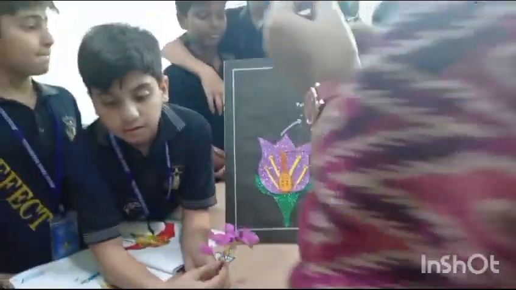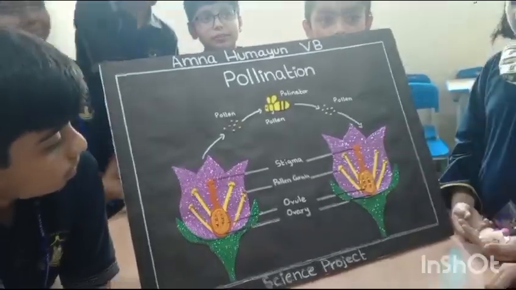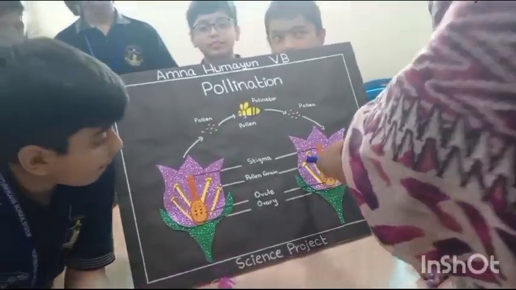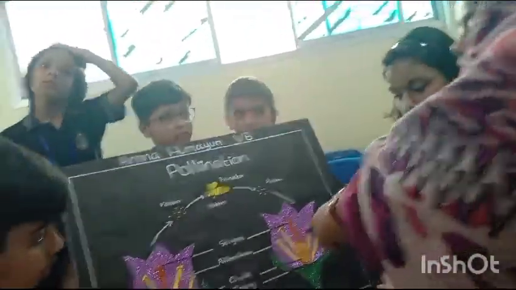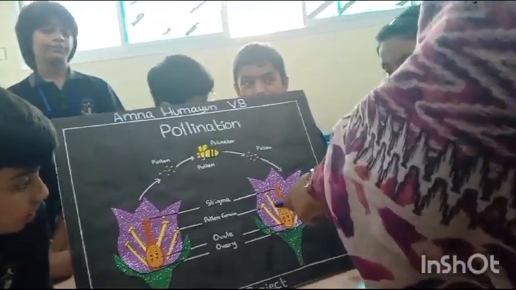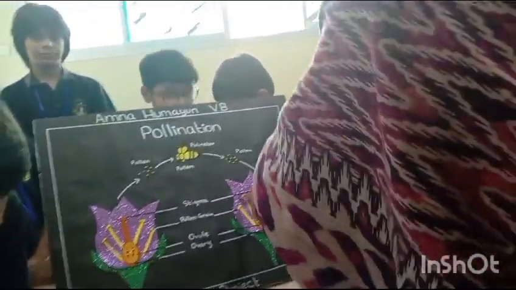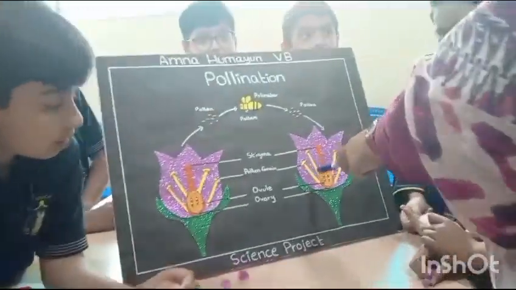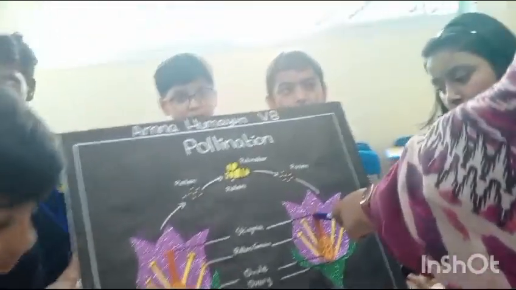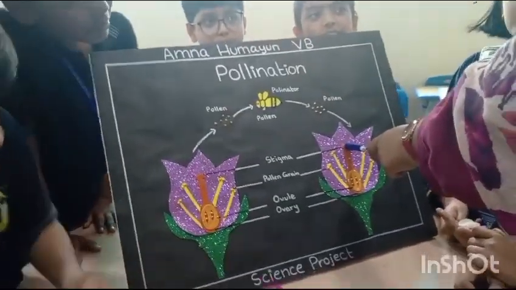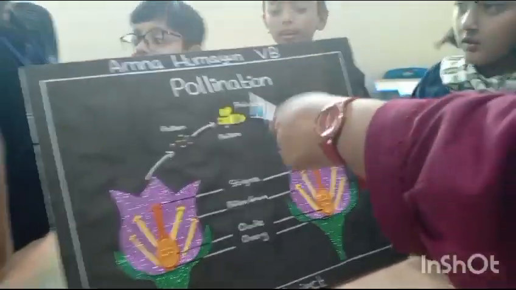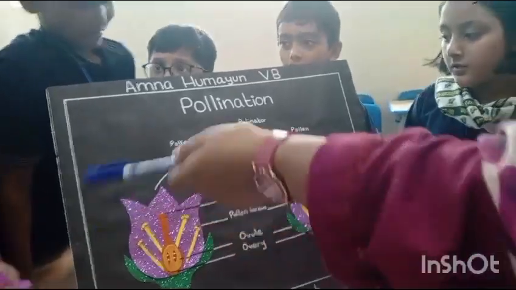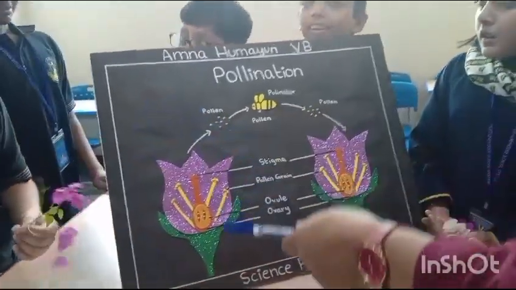And if you see in this project, which part of the flower produces pollens? Stigma. No, stigma receives. Anther. And the anther is the male part of the flower. The anther produces the pollen grains, and then the pollen grains are received by the female part, the stigma. And then the process of pollination is that pollen grains are transferred from the anther to the stigma.